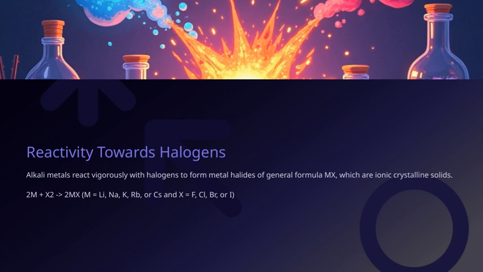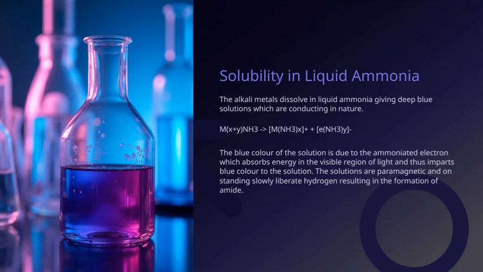This reaction highlights the high reactivity of alkali metals, especially towards halogens, and it's a key part of understanding their chemistry. It also connects to the overall theme of how alkali metals tend to form ionic bonds and stable compounds with nonmetals, particularly halogens. The blue color of the solution is primarily due to the presence of the ammoniated electron. This electron absorbs energy in the visible region of light, which gives the solution its distinctive blue hue. It's quite fascinating how this tiny particle can influence the color so significantly.